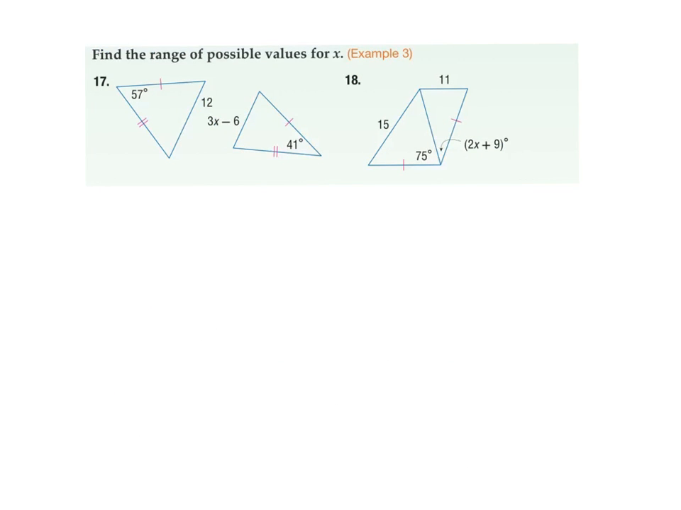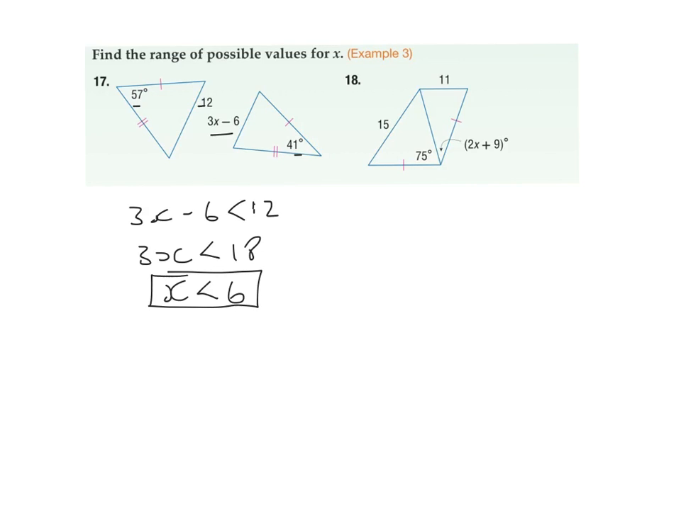Okay, so what do we know? Well, we know that 57 is greater than 41, so 12 must be greater than 3x minus 6. So let's put that in an inequality. 3x minus 6 must be less than 12. Use your basic theorems of algebra to solve the inequality. Add 6 to both sides, so 3x must be greater than 18. Divide through by 3, so x must be greater than 6. There's one part of your inequality.